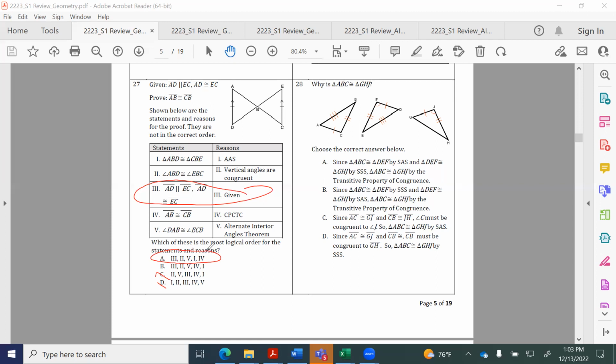All right, on 28. Why are the two triangles here congruent? So choose the correct answer below. So, what do you think? Anyone want to take a guess at this one? Wait, which one? For number 28? Yeah. Give me one second. The answer is B.